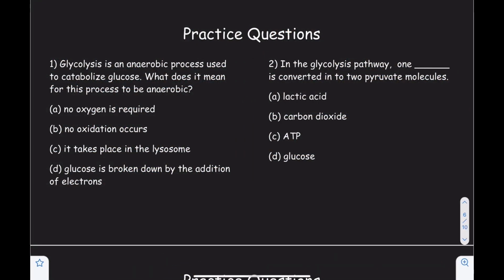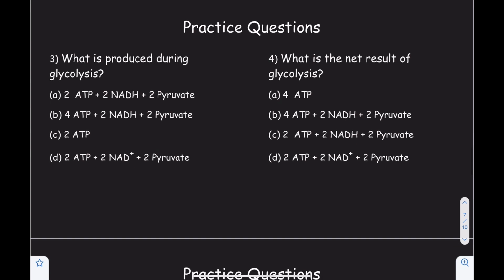Practice questions. Number 1, glycolysis is an anaerobic process used to catabolize glucose. What does it mean for this process to be anaerobic? You can pause for a second and think about it. A, no oxygen is required. In the glycolysis pathway, 1 blank is converted into 2 pyruvate molecules. 1 molecule of glucose. What is produced during glycolysis? B, 4 ATP, 2 NADH, 2 pyruvate.